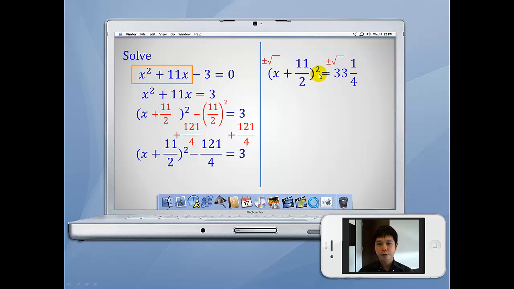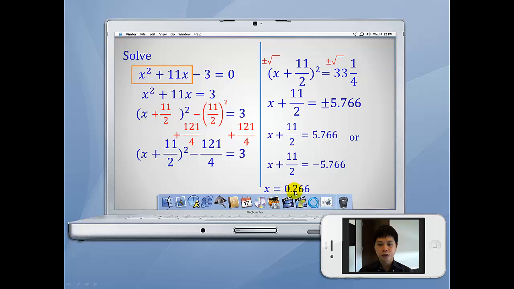Square rooting on both sides will remove the square here. On the left hand side will be x plus 11 over 2, and on the right hand side we have plus minus 5.766. This means that x plus 11 over 2 equals positive 5.766, or x plus 11 over 2 equals negative 5.766. Subtracting 11 over 2 on both sides, we will be left with x equals 0.266 for the first equation, and x equals negative 11.3 for the second equation. That's all for using completing the square to help us to solve a quadratic equation.